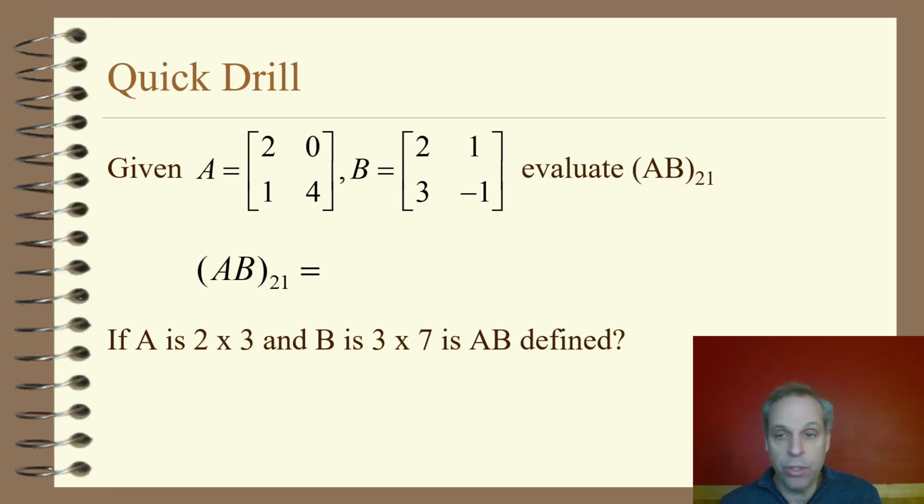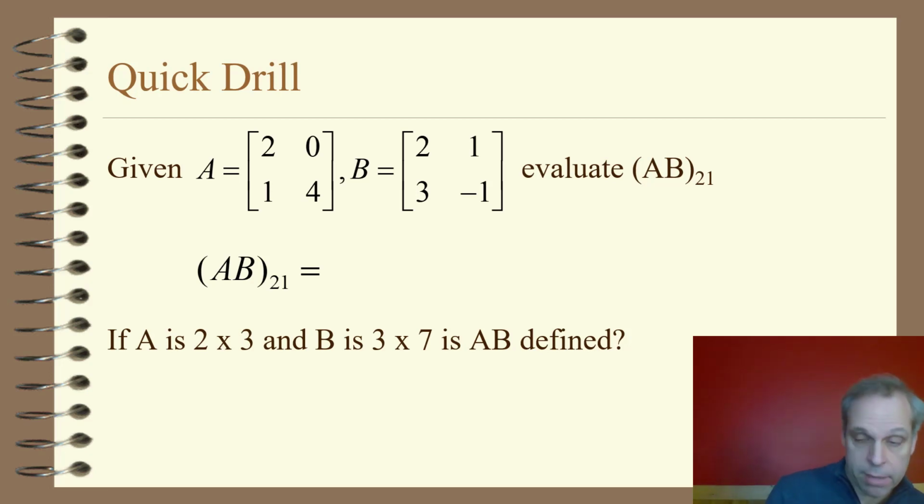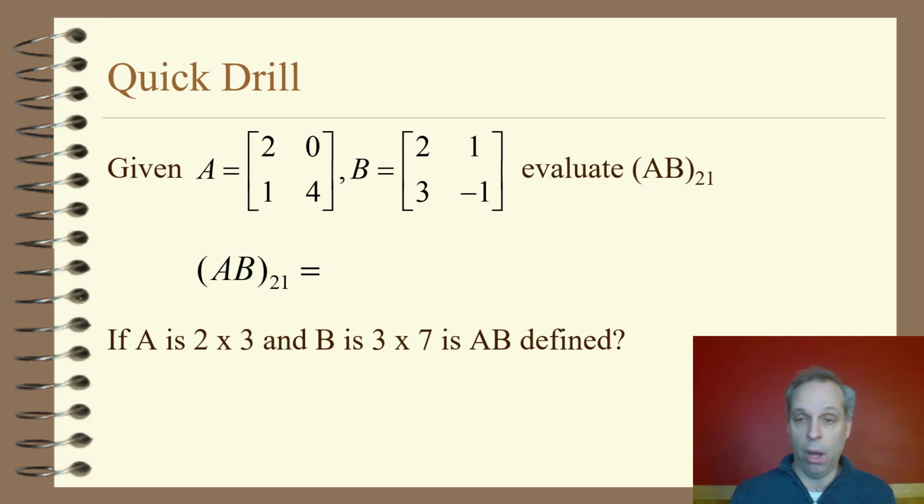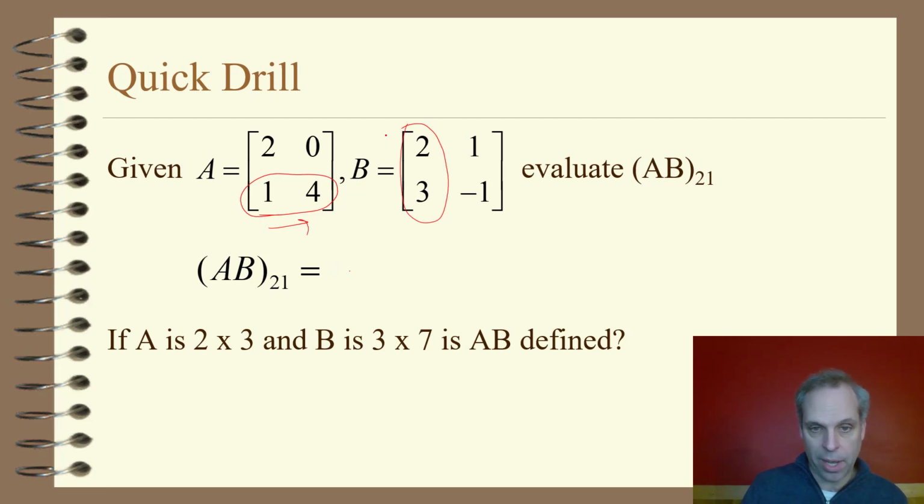So as a quick drill, see if you can do it. If I give you the matrix A and the matrix B, I want to know the second row, first column of their product. If you can see it, I would focus in on the second row of A, which is right here. I would take the first column of B, that's right here, and then I would just do the dot product, reading left to right and top down.